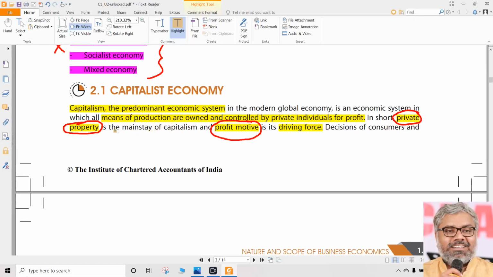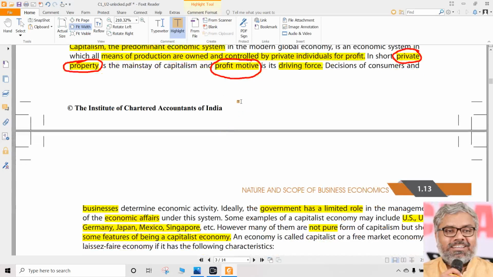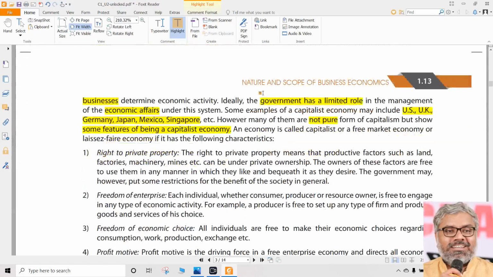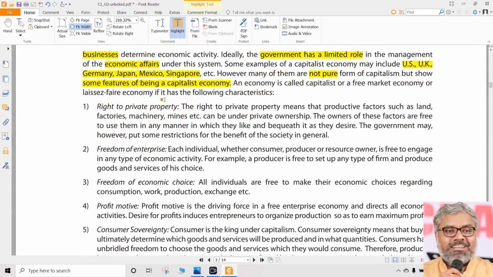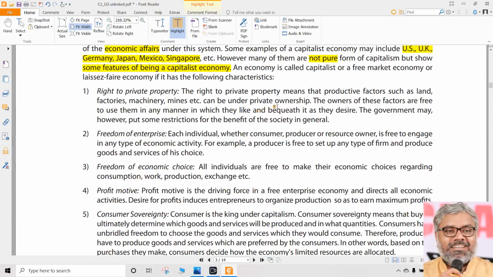In the production and distribution of resources, private property is mostly allowed in every country. And whatever organizations and individuals are working in the production and distribution process, why are they doing it? Profit motive. So if that is the sense, almost every country in the world we can say is a capitalist economy.